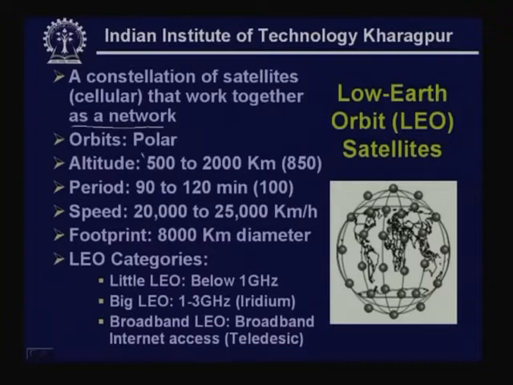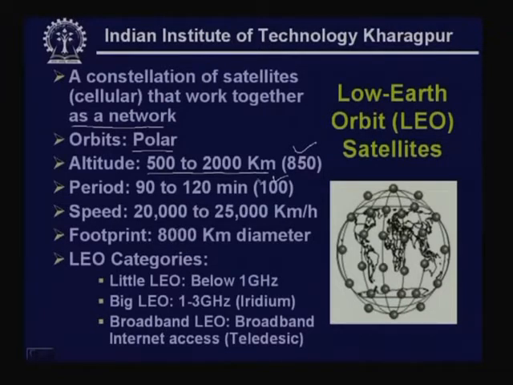Usually in LEO satellites, polar orbits are used, in the range of 500 to 2000 kilometers. So, the altitude is 500 to 2000 kilometers, not the radius, and a typical value is 850 kilometer. Based on this altitude, you can find out the time period, which varies from 90 to 120 minute; for example, for 850 kilometer altitude, the period is 100 minute. And the satellite rotates at a speed of 20,000 to 25,000 kilometer per hour.